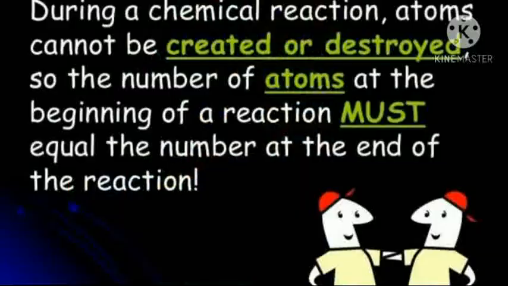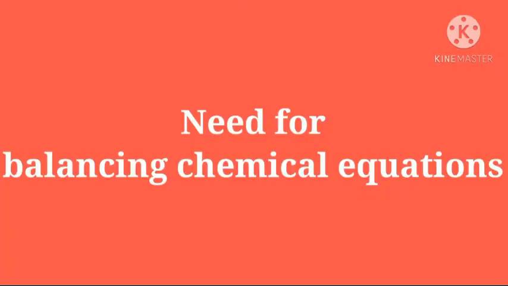Now students, our next topic is that all chemical equations must be balanced in order to follow the law of conservation of mass. And students, what is the law of conservation of mass? In the first lesson also we learned it. It states that matter can neither be created nor be destroyed. It transfers from one form to another form. So it is very important to balance the chemical equation. So our next topic is the need for balancing chemical equations.